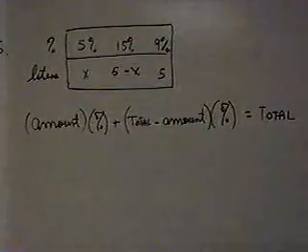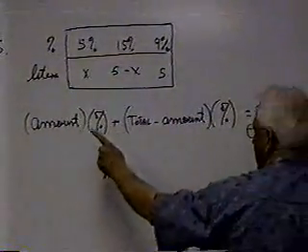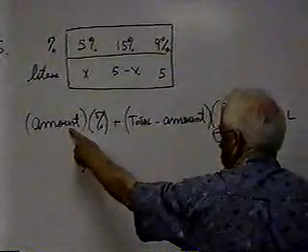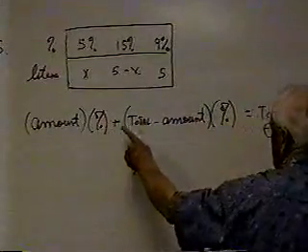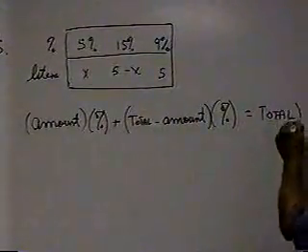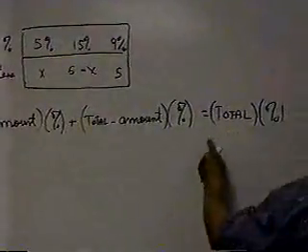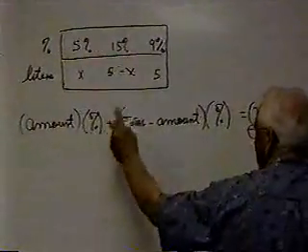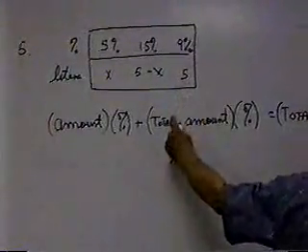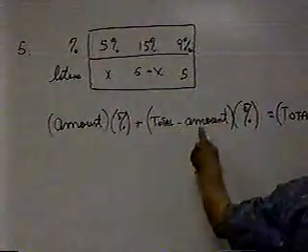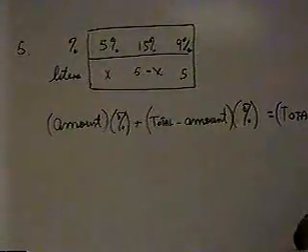Now, I personally like to work it this way. All solution problems can be simply the amount of one of the solutions that we're going to put in there times its percent is equal to the total times its percent. Okay. Well, if this is 5 and this is x, then what is this one? Well, it's the total minus that one. So you can just work it.